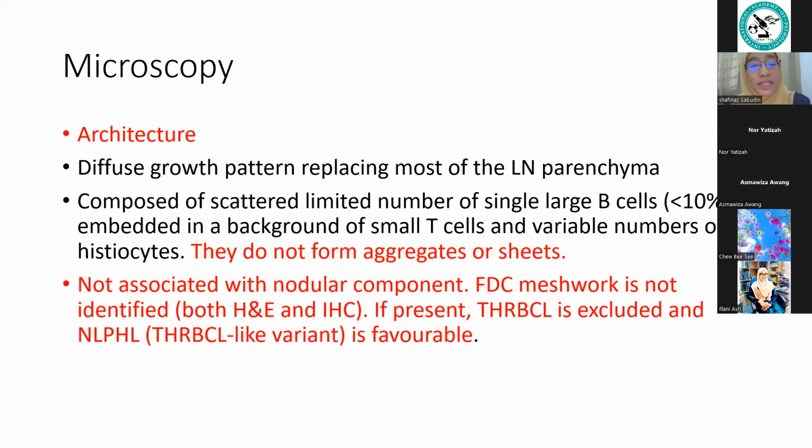There is no associated nodular component. FDC meshwork is not identified, both on H&E and immunohistochemistry. If there is presence of FDC meshwork, then T histiocyte rich B cell lymphoma is excluded, and you need to consider the pattern E variant of nodular lymphocyte predominant Hodgkin lymphoma.